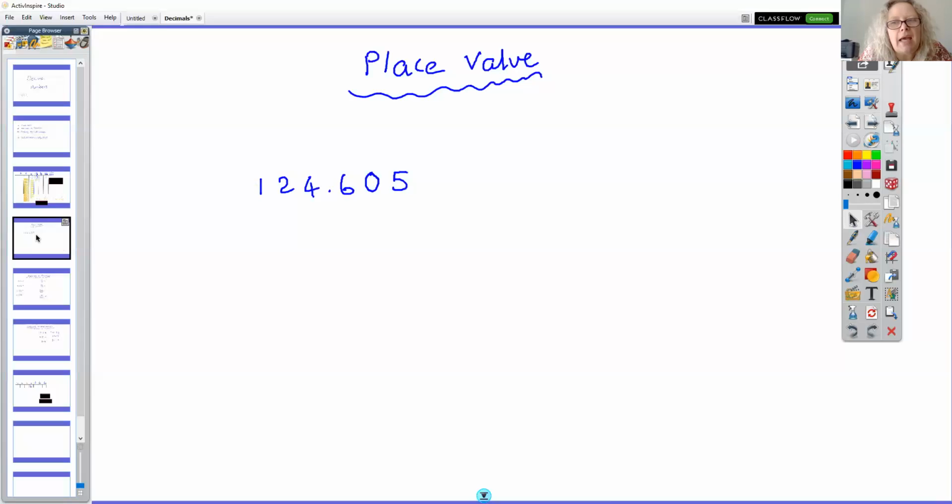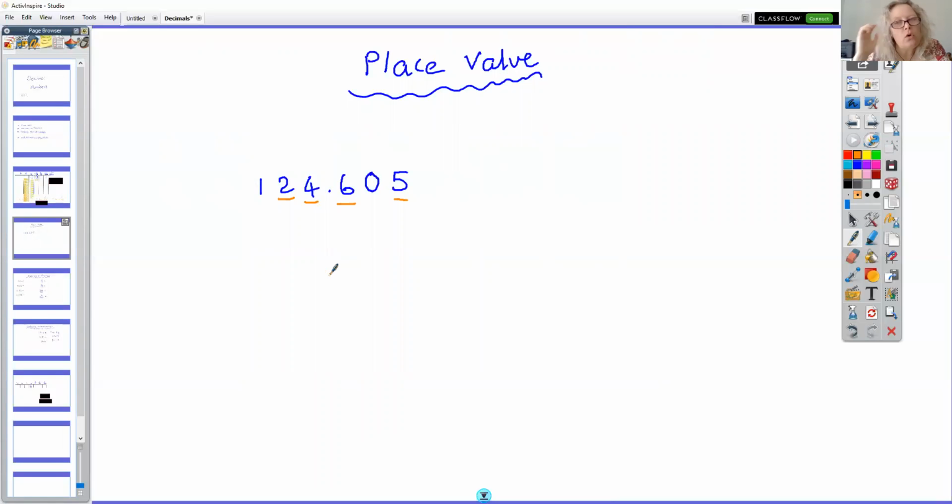124.605. And we're going to ask some questions like, what is the digit in the tenths place? And you can have a look over here at the tenths place. That's the one that comes after the decimal point. And the digit is 6. You could ask, which place is the 2 in? There it is there. The 2 is in the tens place. The 5 over here is in the thousandths place. Which number is in the ones place? There it is, the number 4.